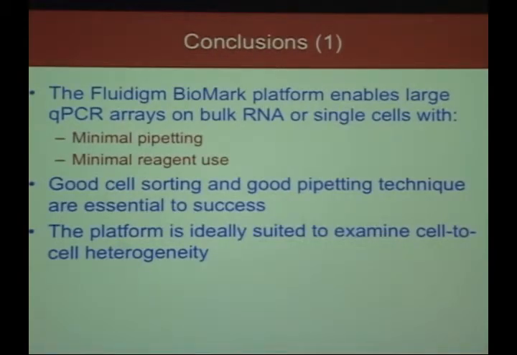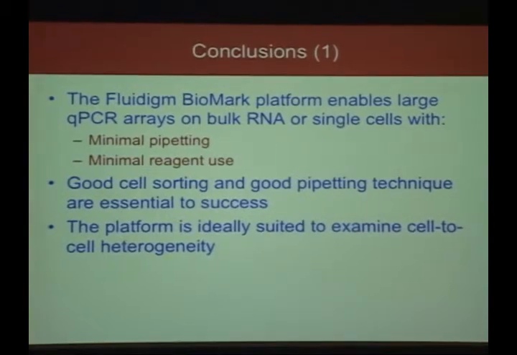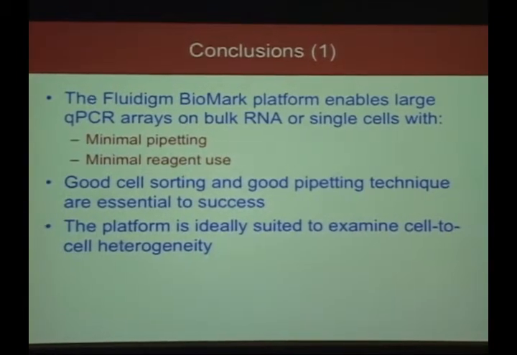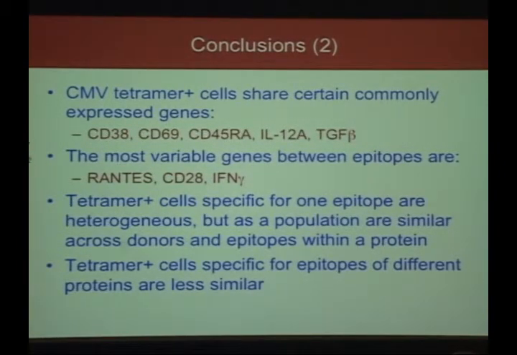All right, so that's basically the conclusions, which I've already mentioned, so I won't go over them again. The conclusions with regard to the tetramer study that I showed you are here, and basically just tell you that there's some genes that vary between epitopes, and even the cells specific for a given epitope can be quite heterogeneous, although they're similar across donors and across epitopes, at least within a single protein target.